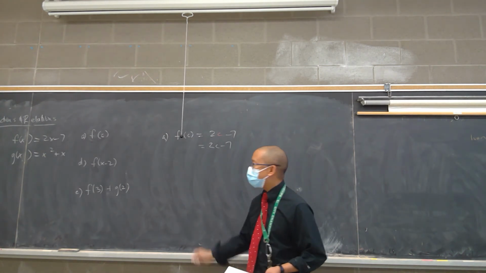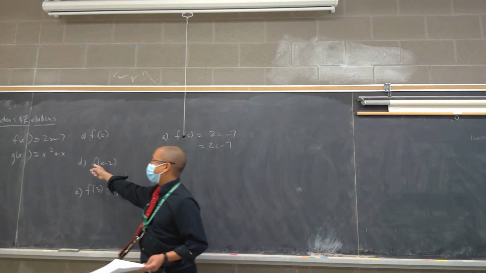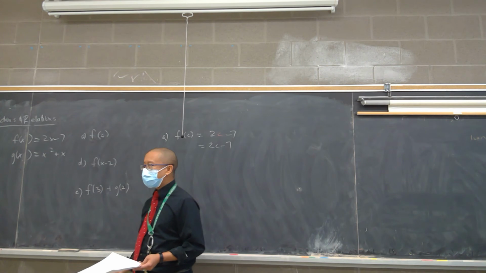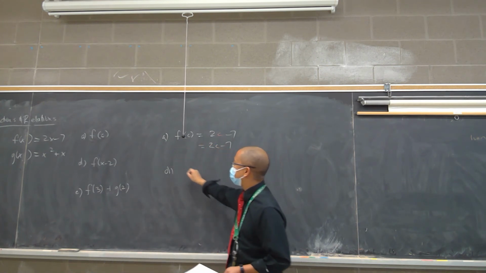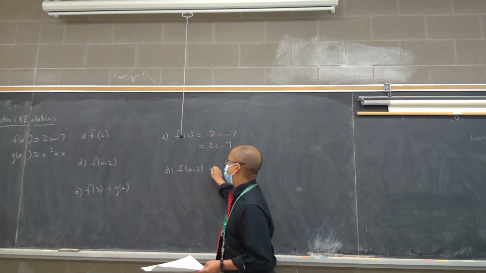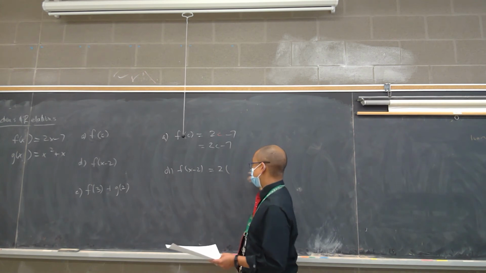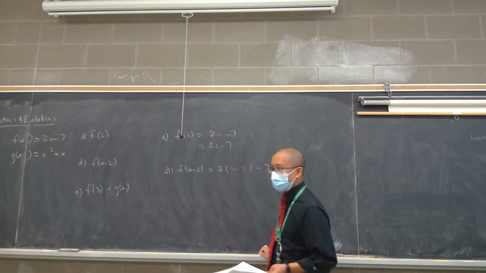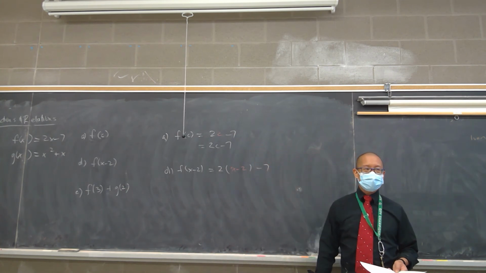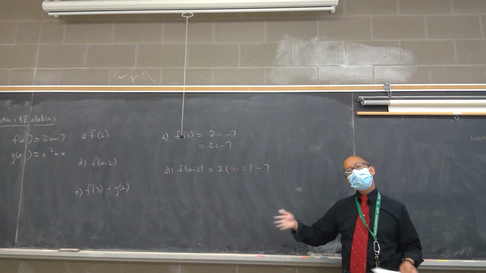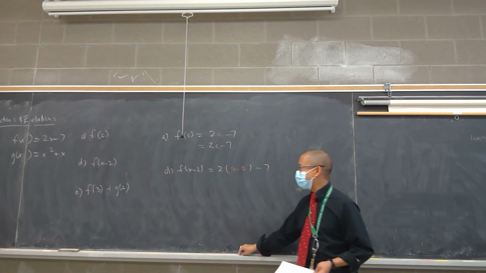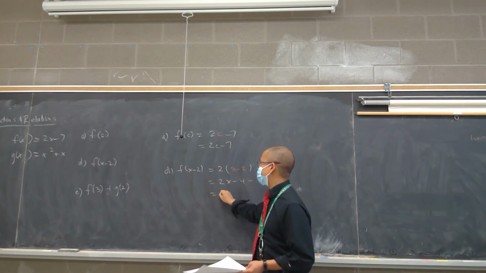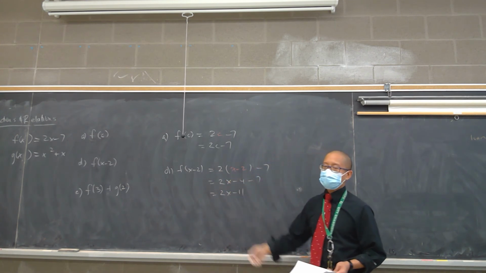Let's take a look at question D. Question D says, f at x minus 2. So what are we going to do? Again, equation f at x is 2 times whatever that input is. In this case, it is x minus 2, minus 7. And this, I think a lot of you know what you're supposed to do. You tend to actually put them in standard form. So, we get 2x minus 4 minus 7, and then collect like terms. And this is as far as we go for this question.